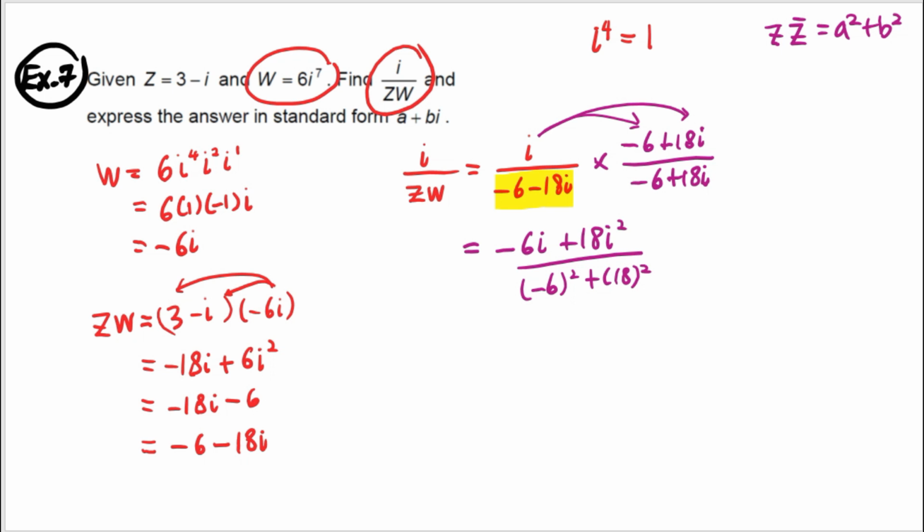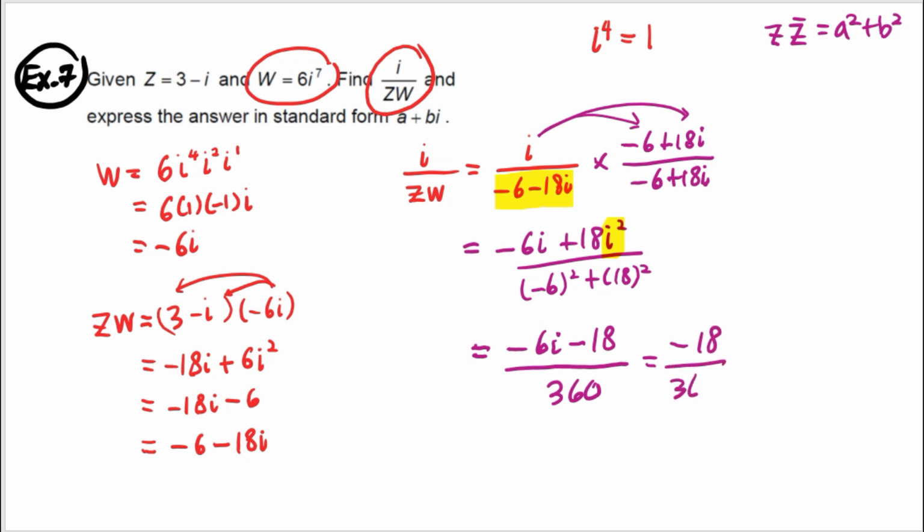Okay, now we have that. And negative 6I square, you should know that I square is actually negative 1, therefore this is actually minus 18. You divide with 36 plus 18 square, which is actually 360. So now you simplify this one, it will give you negative 6. Usually we write the real part first.